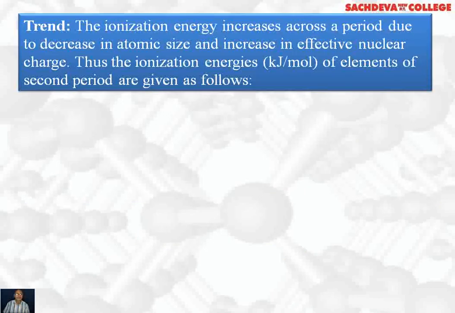Let's take up the trend of ionization energy. The ionization energy increases along a period due to decrease in atomic size and increase in effective nuclear charge. Here the number of shells remains the same, and one proton and one electron are added successively, therefore effective nuclear charge increases. That is, the force of attraction between nucleus and valence electron increases, therefore more energy is required to remove the electron and ionization energy goes on increasing.